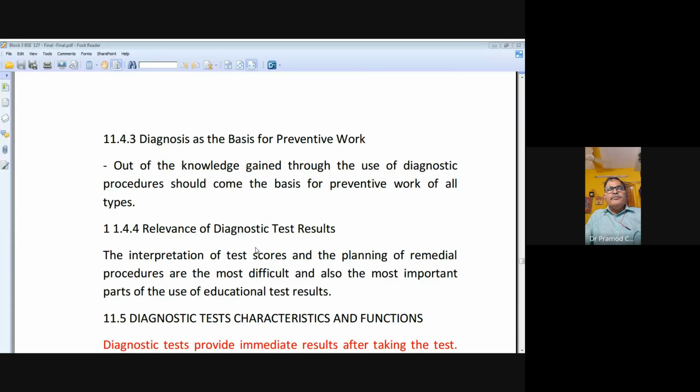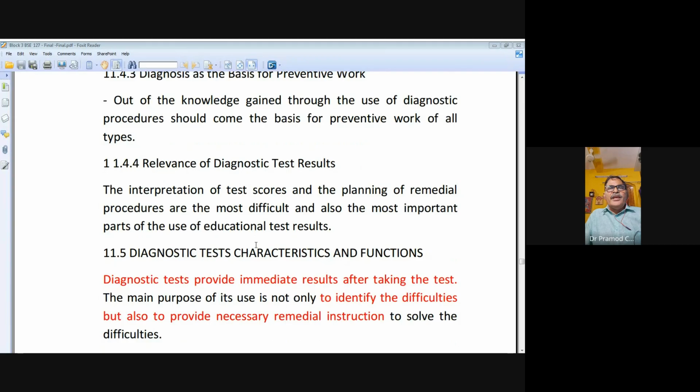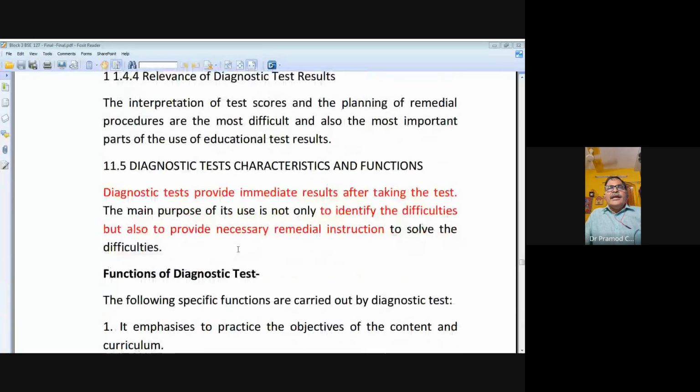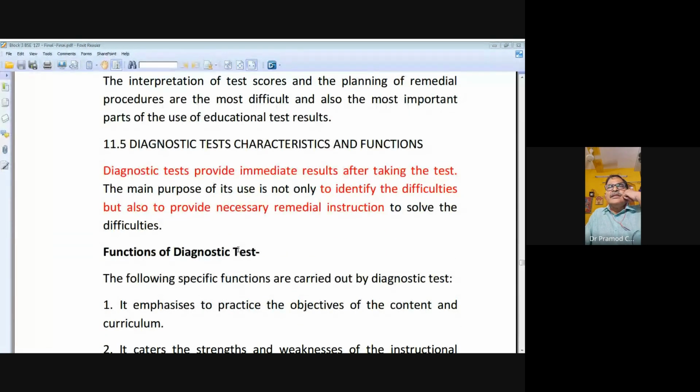So regarding preventive work, what we have to take into consideration, you know that diagnostic procedures should come on the basis of the preventive work. And you know that the diagnostic test has different characteristics. You know that a diagnostic test provides immediate results.